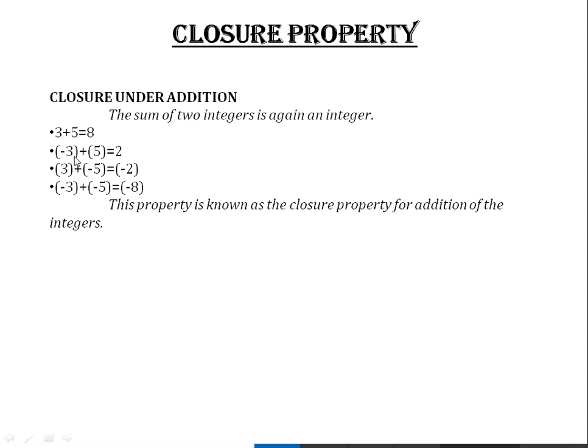Again negative 3 plus 5 is equal to 2. Negative 3 is an integer, 5 is an integer, 2 is an integer. In all these examples, when you add two integers, the result is also an integer. This property is known as the closure property for addition of the integers.